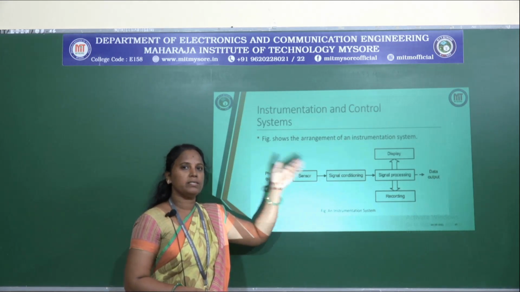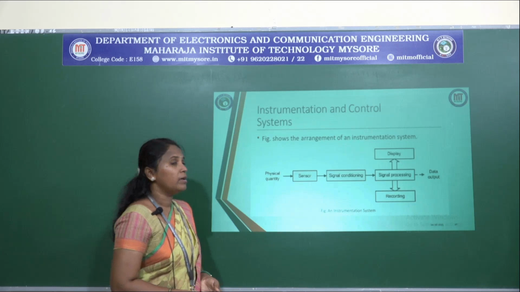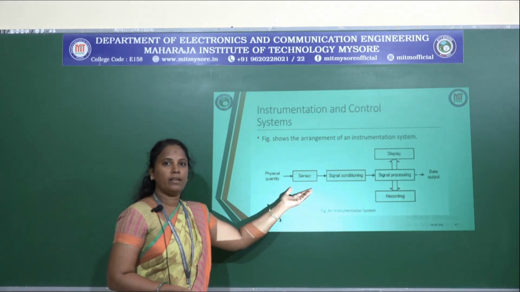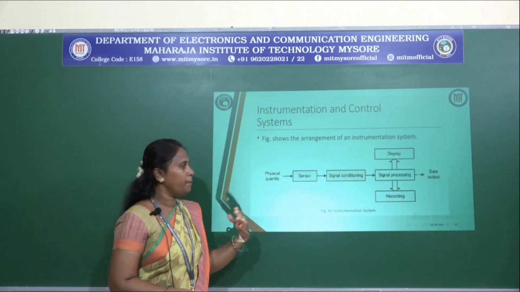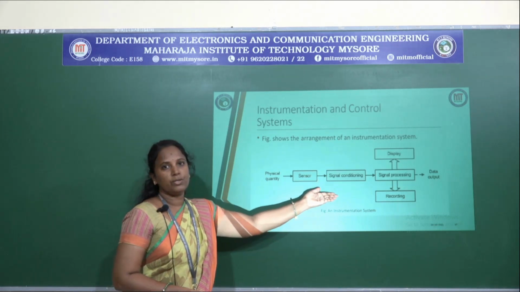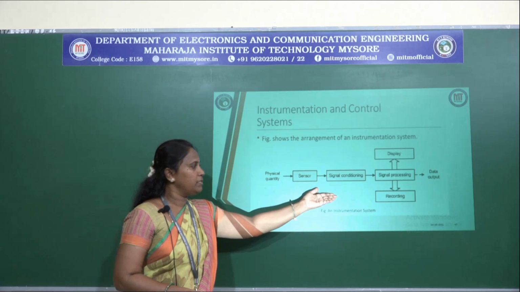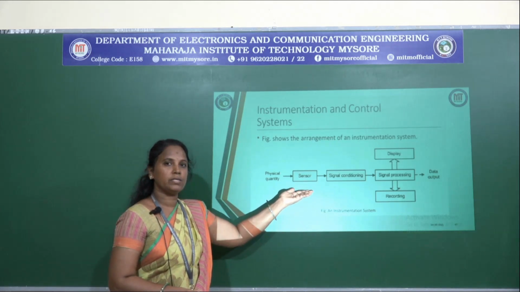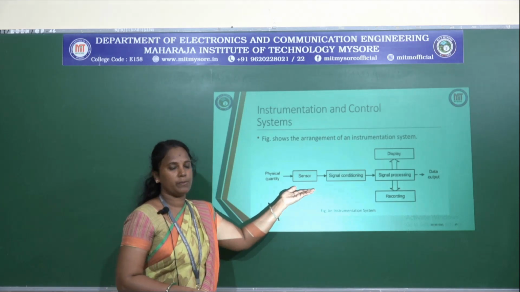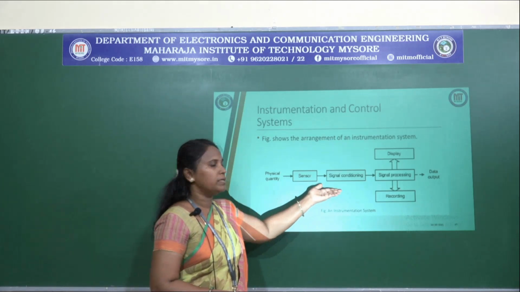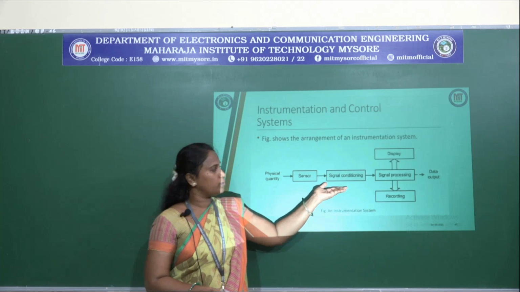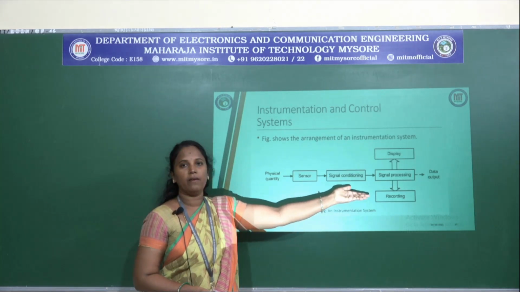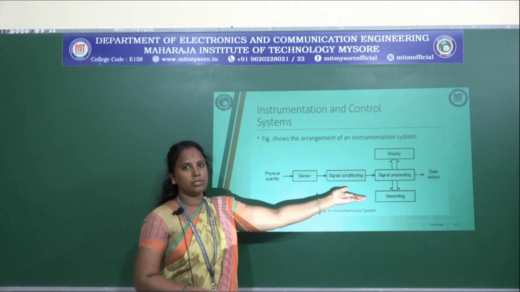After it is sensed with the help of a sensor, we have the next block, which is the signal conditioning system. What is the signal conditioning system? If there is any error with the captured data, we condition our signal. That means we remove the noise present in the signal captured by your sensor. Once the signal is free of noise, we give it to a signal processing unit, which further processes the signal.